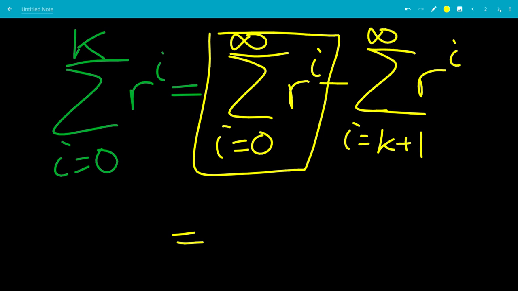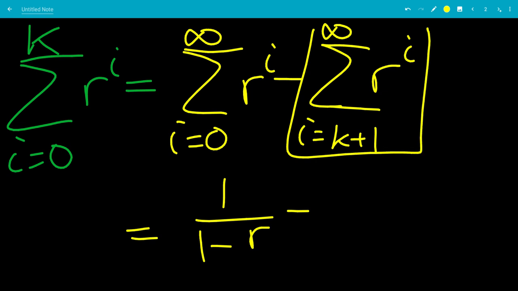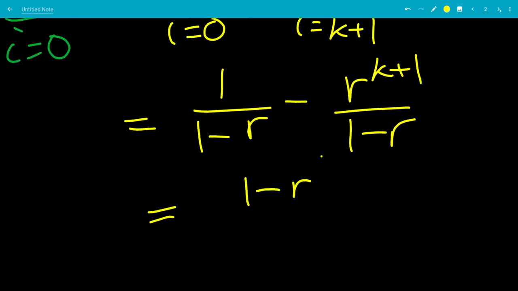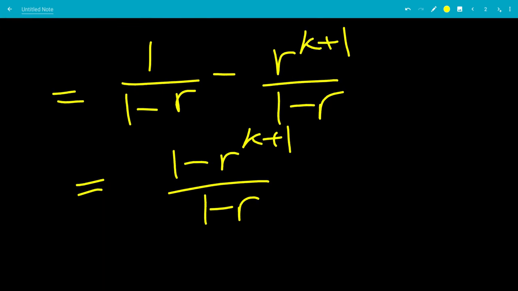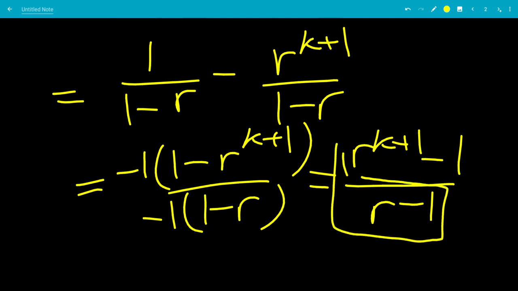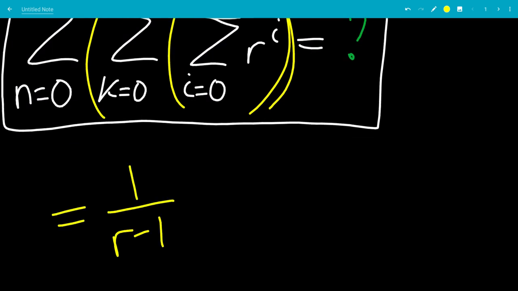So the first part is to plug in the first term, which is i equals 0. So r to the 0 is 1, all over 1 minus the ratio, which is r, minus, for this part, we do the same thing. So we have r to the first i value, which is k plus 1, so r to the k plus 1, all over 1 minus r. We can put it together, so we have 1 minus r to the k plus 1, all over 1 minus r. Now we can multiply by negative 1, so it looks better. So we have r to the k plus 1 minus 1, all over r minus 1. And this 1 over r minus 1 is a fraction. Under sums, we can just bring it to the front. So we have 1 over r minus 1.